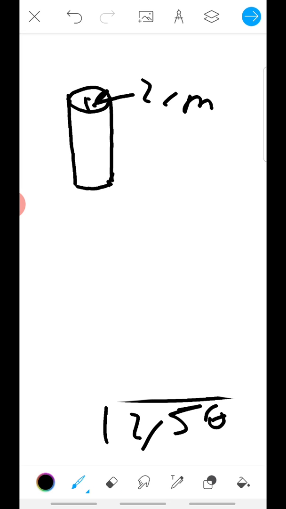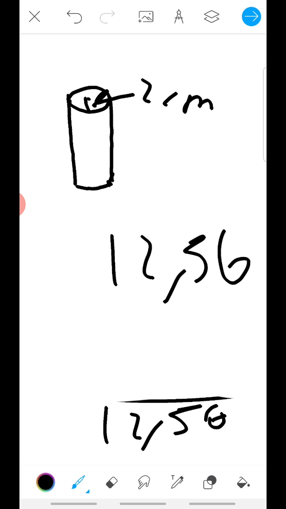Now, how do you get the circumference? The circumference is 2 times pi times 2, which is again 4 times 3.14. So basically, the circumference and the area of this circle are the exact same. Yeah, I know, it's the exact same. So the circumference is 12.56.